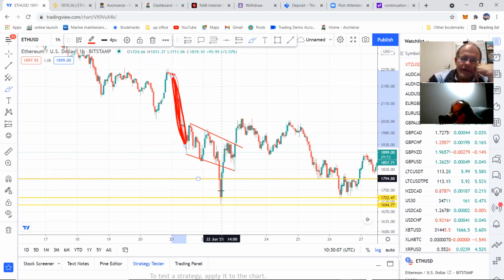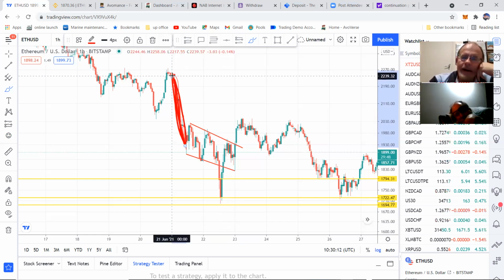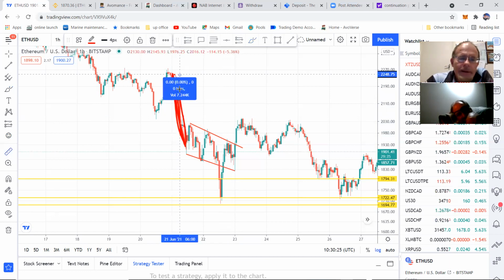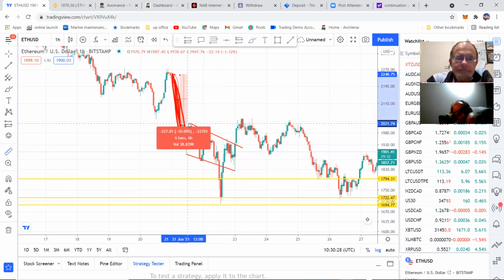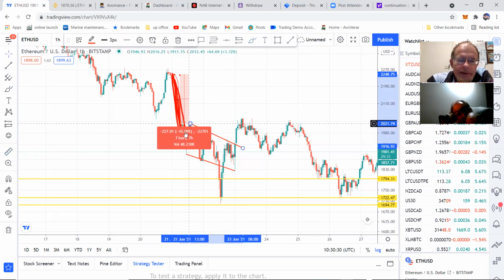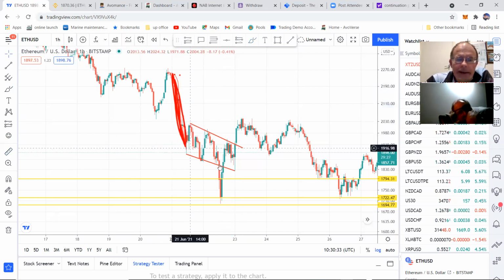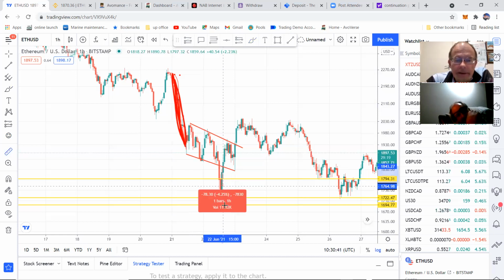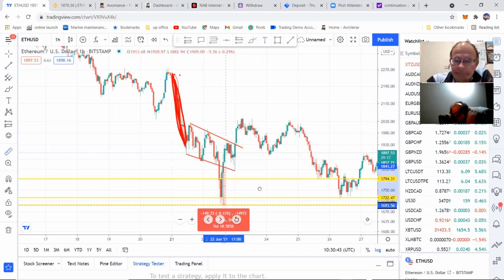How far is it likely to break out? They do like to say that it's the distance that the market's previously moved in a nice big drop. So from here to where the flag started was 10%. So when the breakout happens, you can expect 10%. And in this case, we got about 8%.